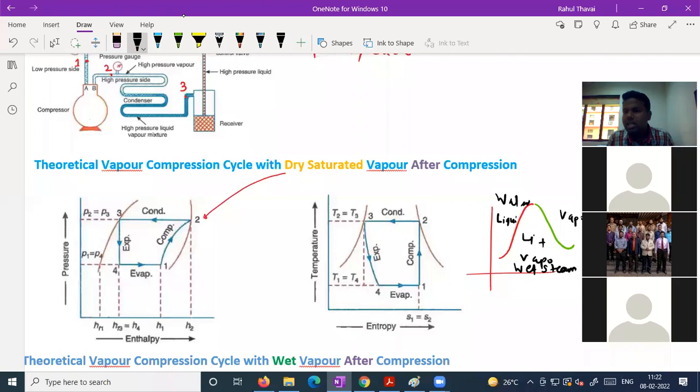Now when you heat this water, you are entering inside this dome. When you heat the water, the water gets converted to vapor. But whatever vapor is formed contains some moisture particles or liquid droplets. That's why it is called wet steam. So inside this dome, we have wet steam. And once you heat this wet steam, it becomes dry steam. Try to understand.